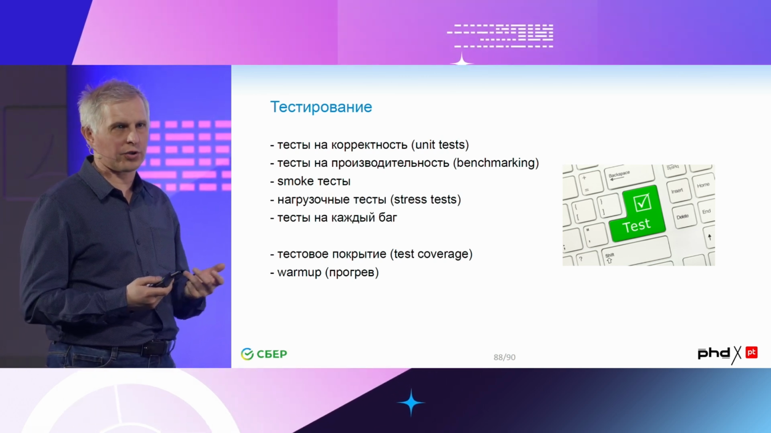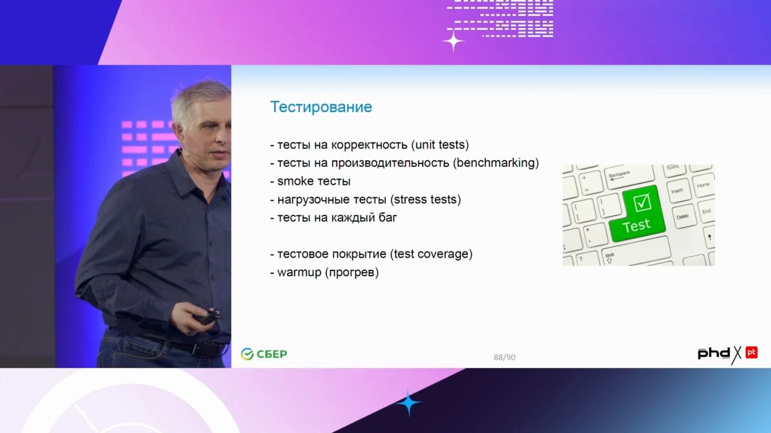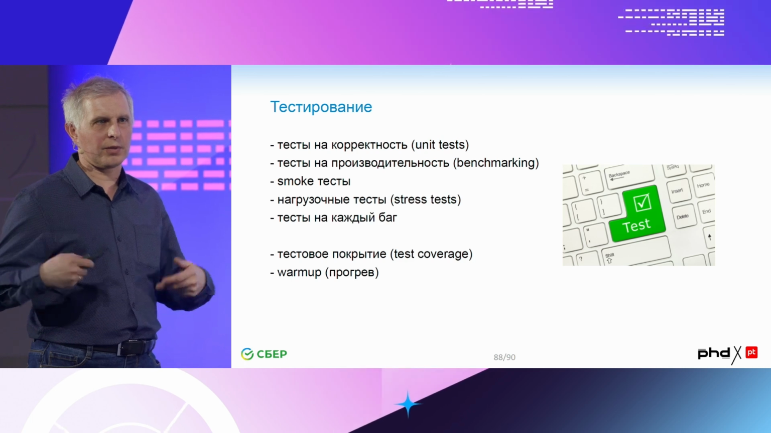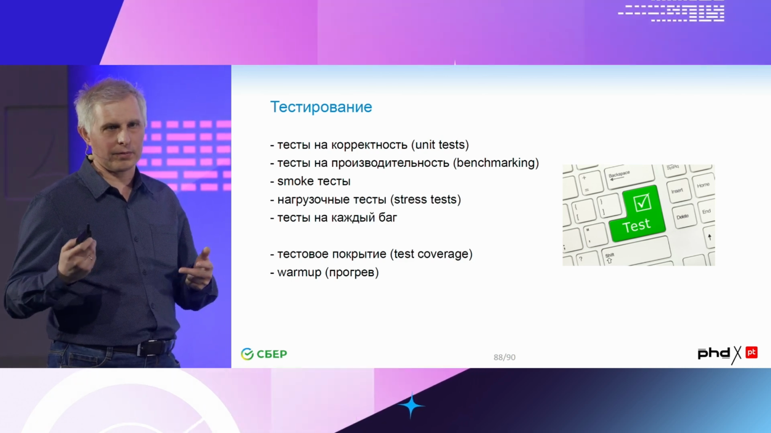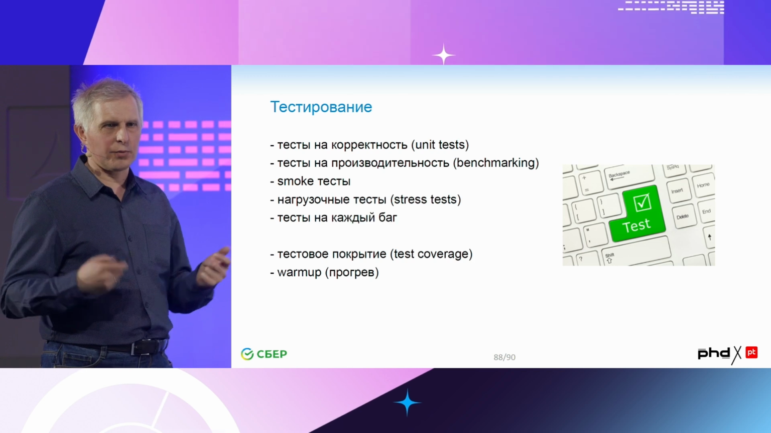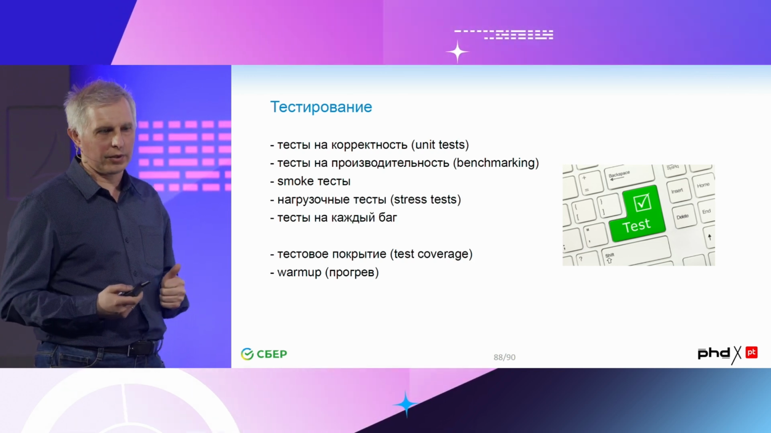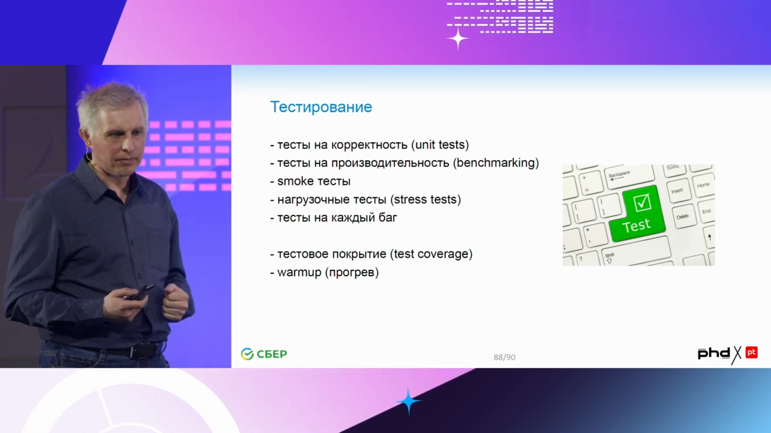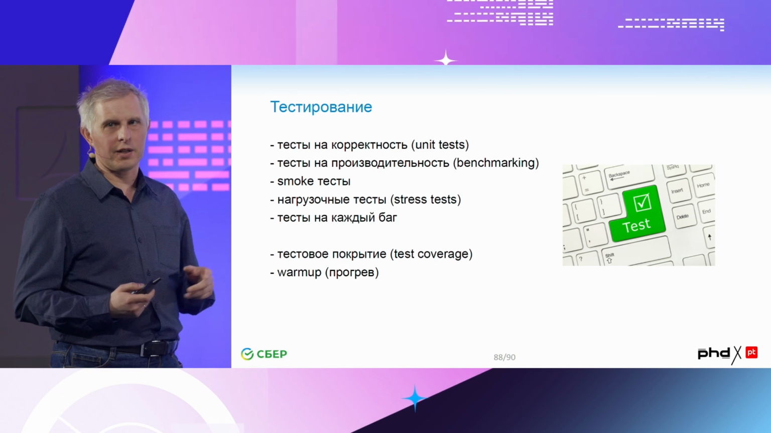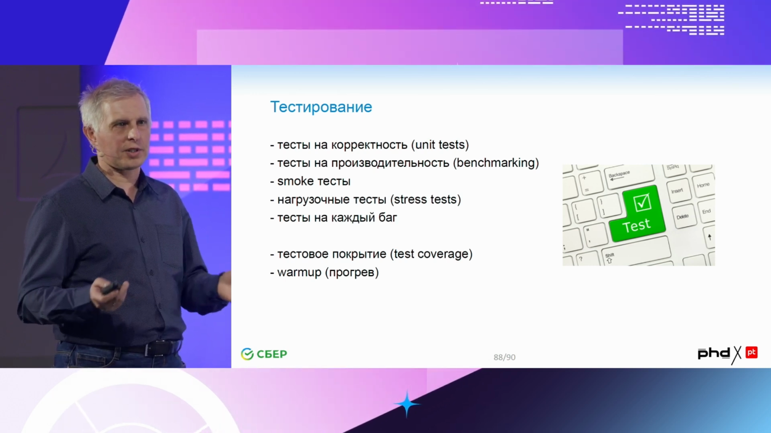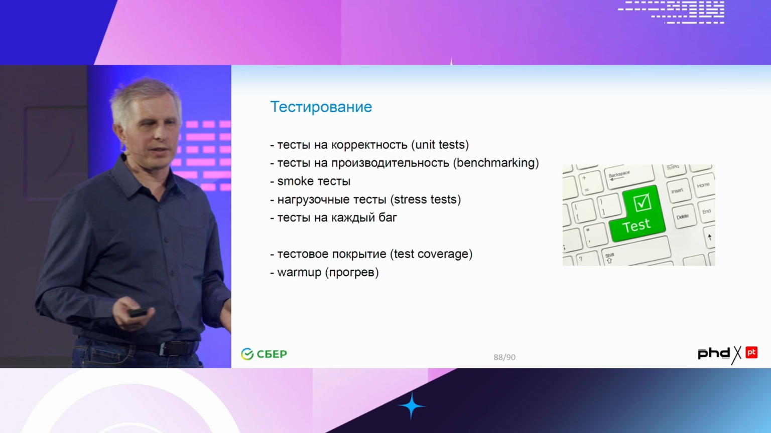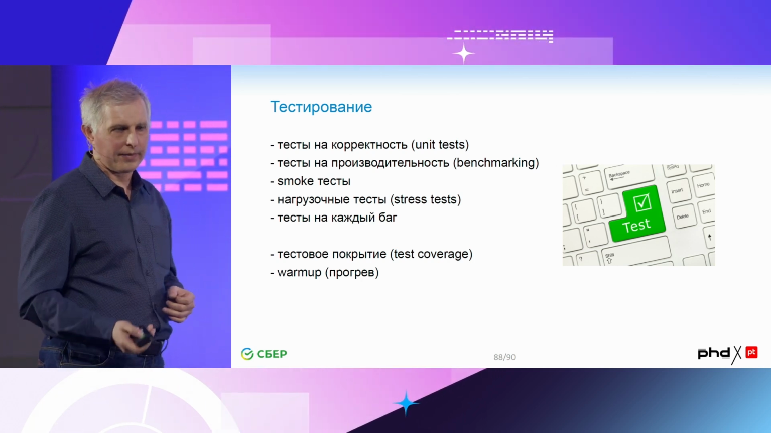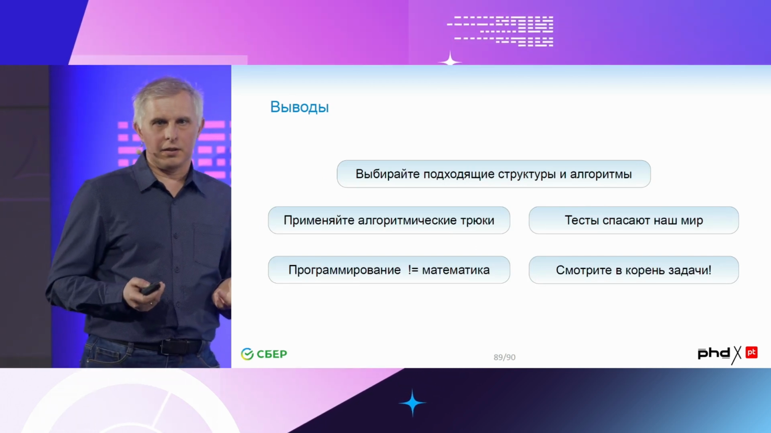And here we arrive at the topic of testing. Firstly, you need to run unit tests for correctness. That's a must-have. You need to run performance testing, benchmarking. If we have done some implementation compared to a previous one, we need to check that it isn't working slower. You have to do stress tests, smoke tests, and write tests for every bug. You also need to remember about test coverage. Yes, you can say that you have tests, and then it turns out that the coverage is only 10%. You need to keep coverage not lower than 80%.